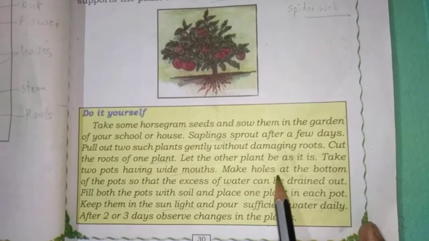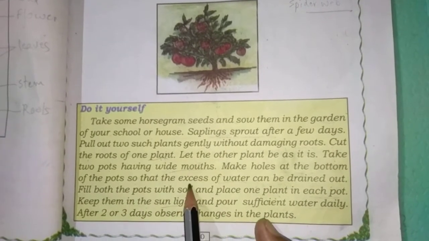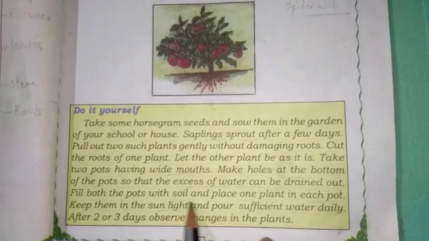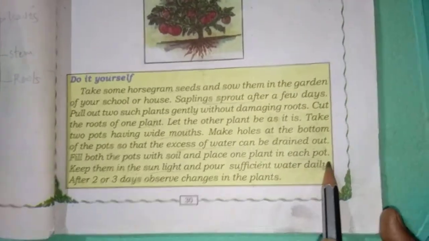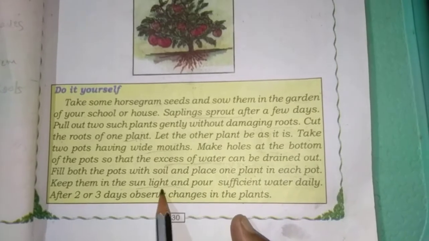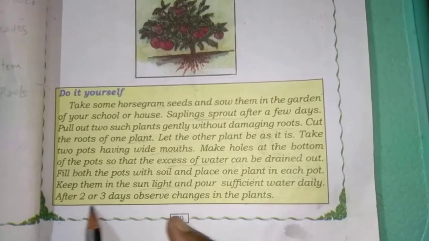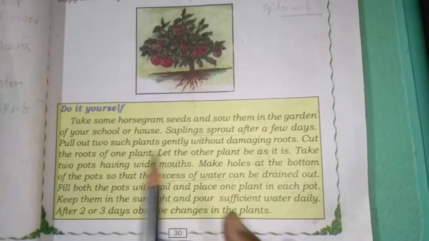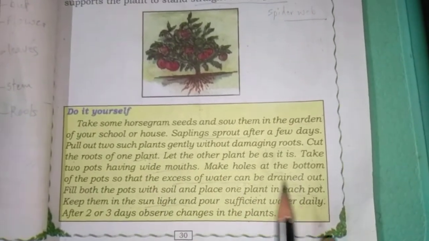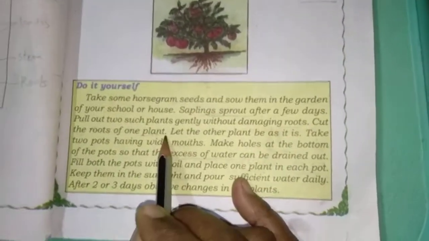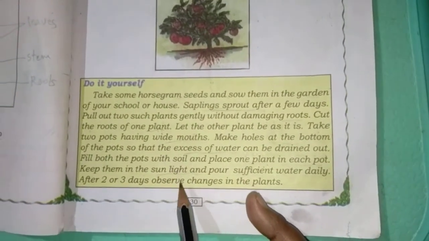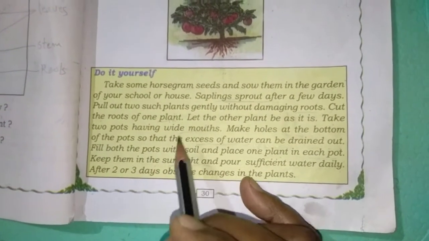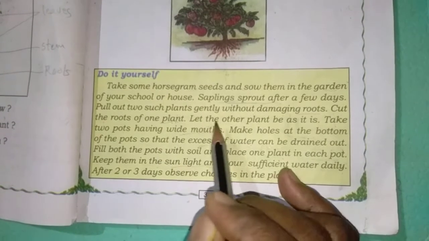Here you see, make holes at the bottom of the pot so that the excess water can be drained out. Fill both the pots with soil and place one plant in each pot. Keep them in the sunlight and pour sufficient water daily. After 2 or 3 days, observe changes in the plants. You will observe that the plant whose roots you cut cannot grow. Why can it not grow? Because there are no roots. The roots are the support of a plant.